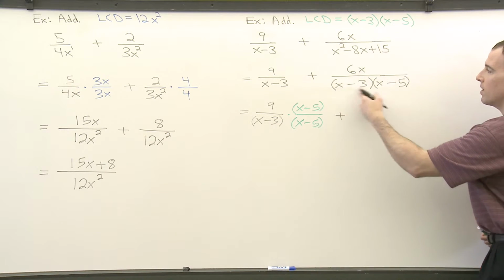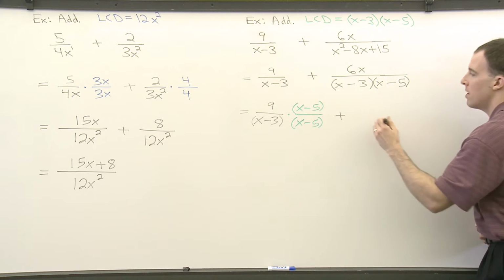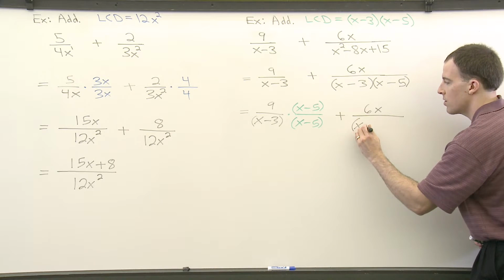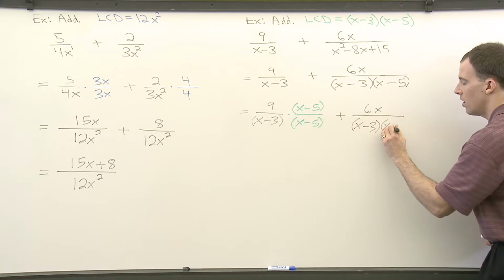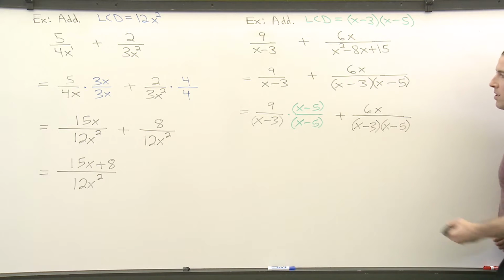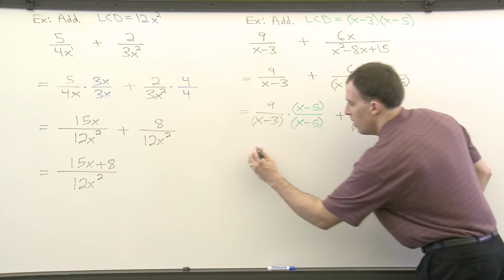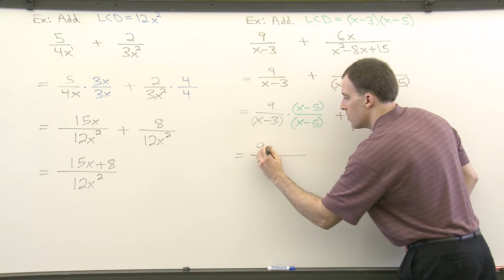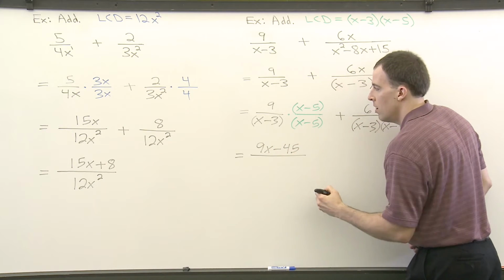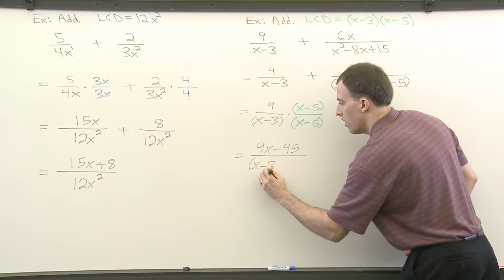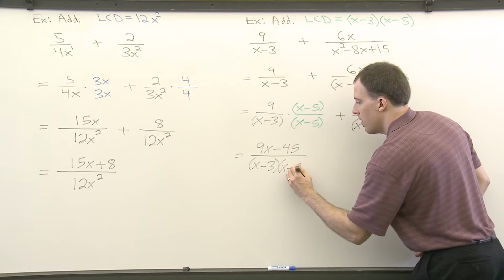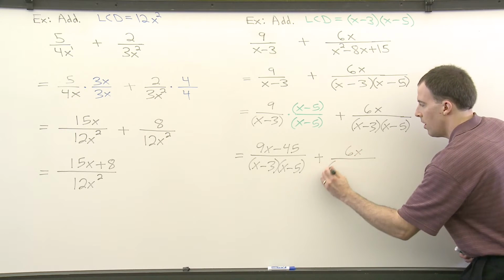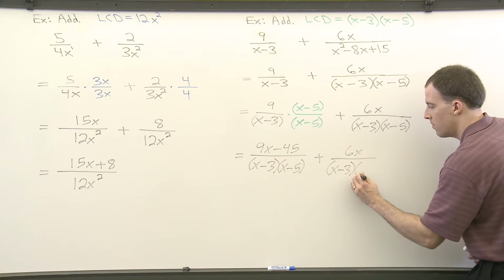Plus, our second fraction is already over top of the common denominator, so we don't need to multiply the second numerator and denominator by anything. We can just copy the second fraction down as is: 6x over x minus 3 times x minus 5. So let's multiply the 9 by the x minus 5. Here we have 9x minus 45 all over x minus 3 times x minus 5. And we're adding to that 6x all over x minus 3 times x minus 5.